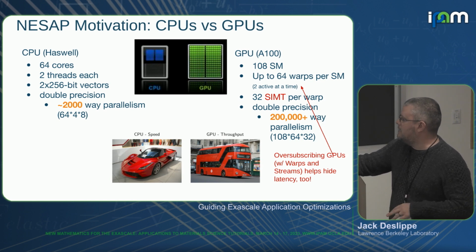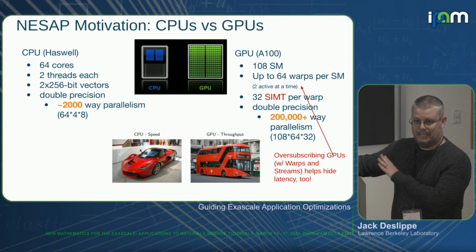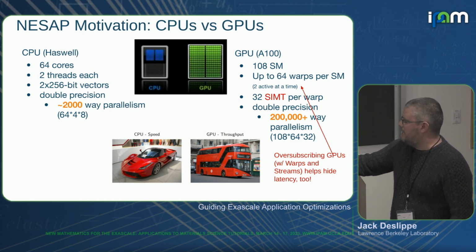And there is a little bit of hand waving here. I'm assuming that you want to oversubscribe the GPUs as much as possible to hide latency, but that's how you end up with this 200,000. But even if you were not to do that, it would still be a significant difference.